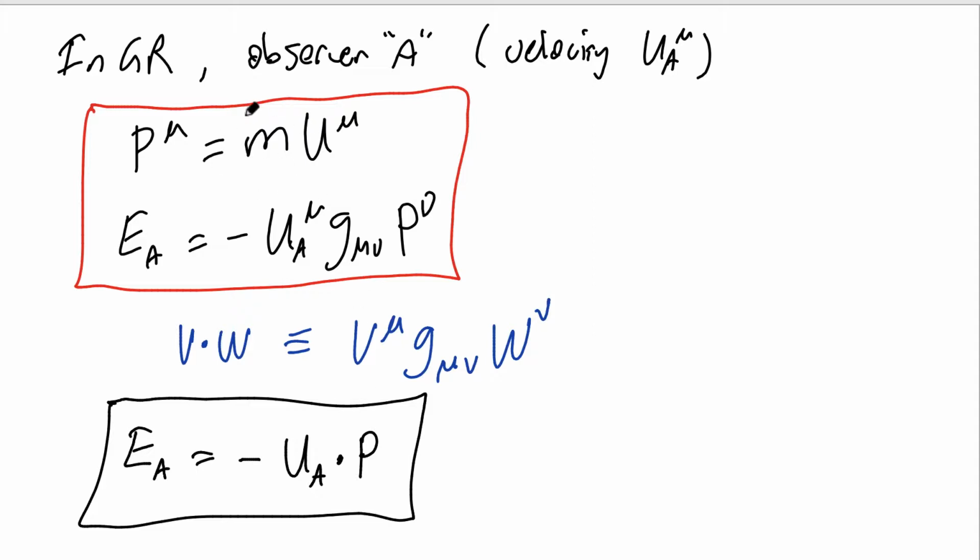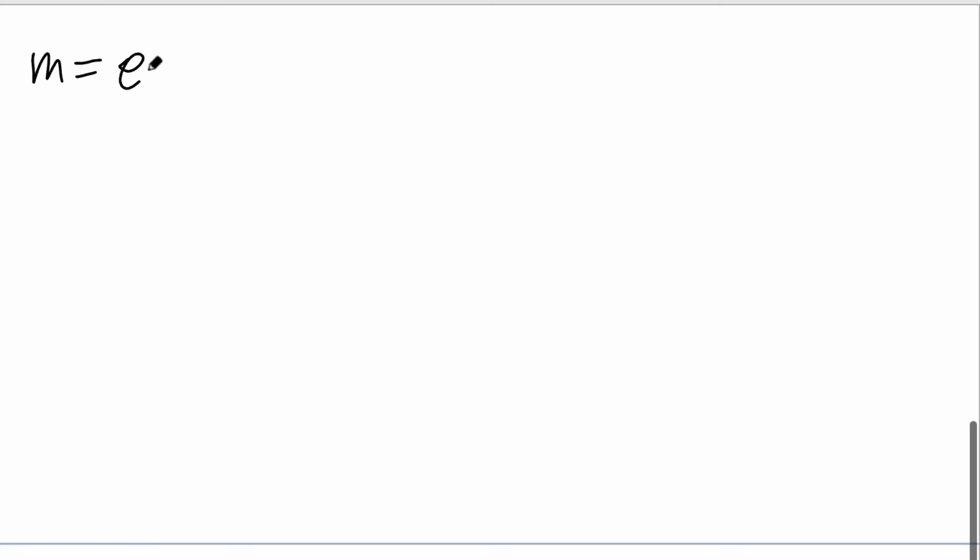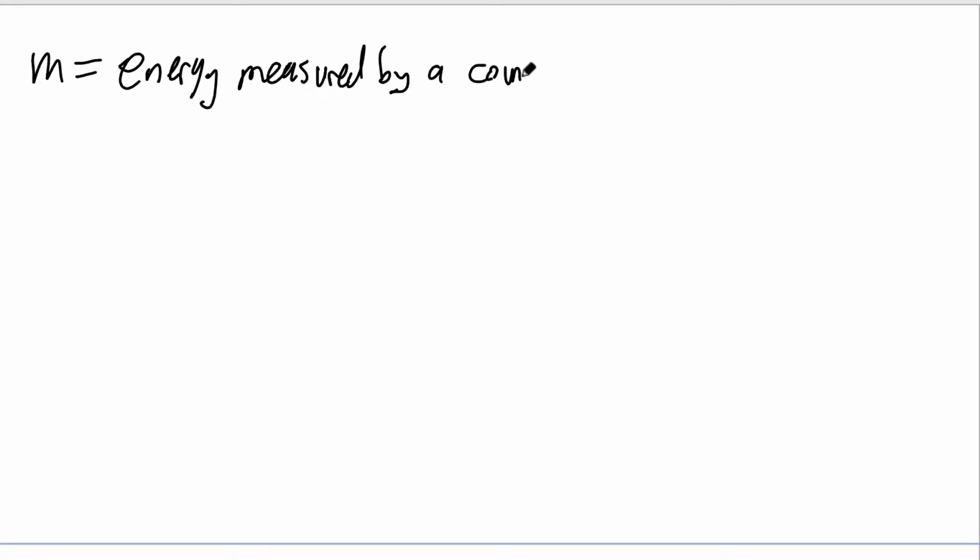Now notice the rest mass m that appears in the definition of the momentum of the particle. This is really just the energy seen by an observer who's co-moving with the particle, so an observer for whom the particle is at rest. So m equals the energy measured by a co-moving observer. So if the observer is A, this is an observer whose velocity U_A is equal to the velocity of the particle. So let's compute.